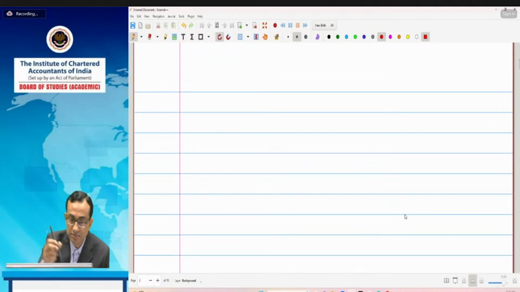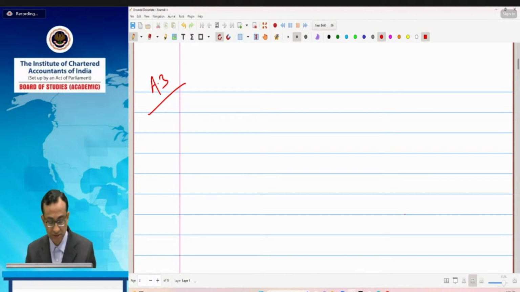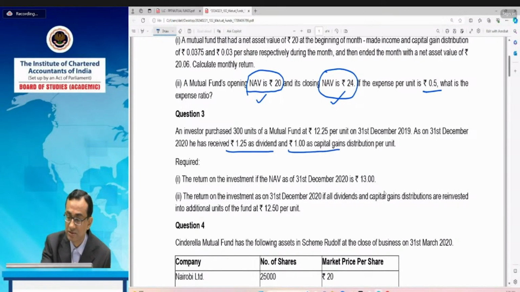Now come to question number 3. Let us first read the question number 3. So it is given that, in question number 3, the investor purchased 300 units of a mutual fund at 12.25 per unit on 31st December 2019. Okay. So this is the purchase price of an investor, and on 31st December 2020, he has received 1.25 as dividend and 1 as capital gain distribution per unit.